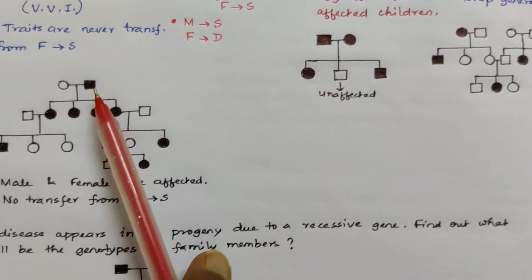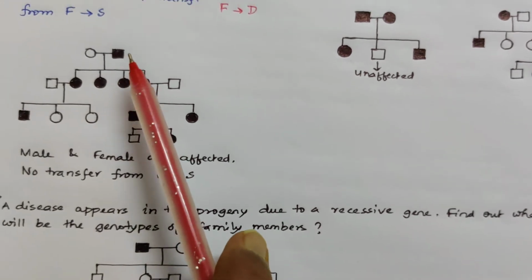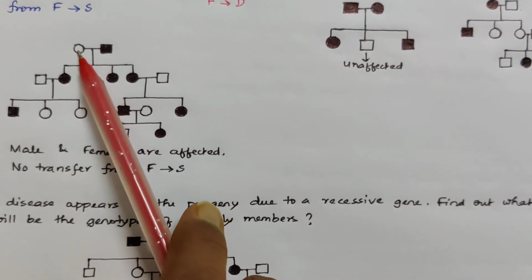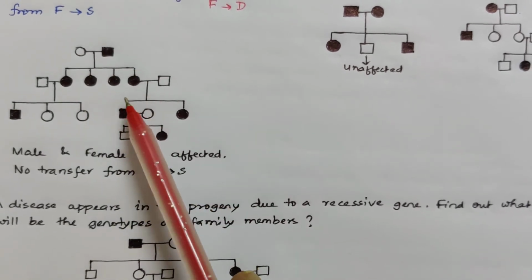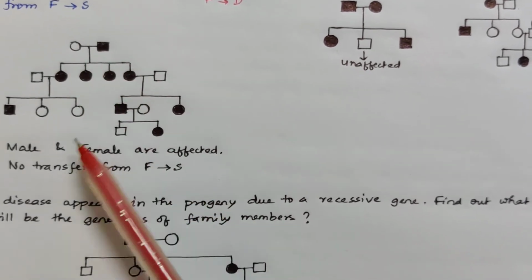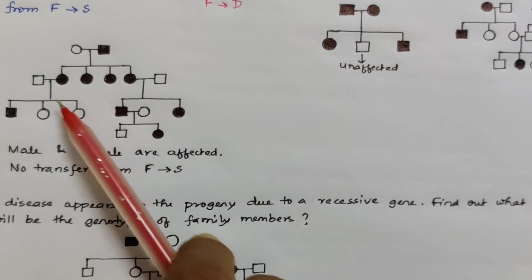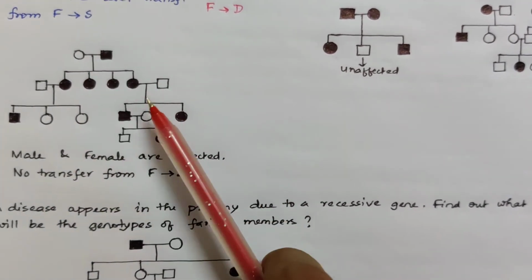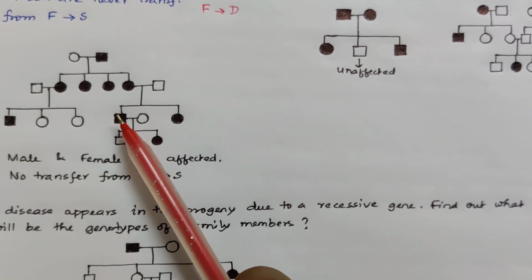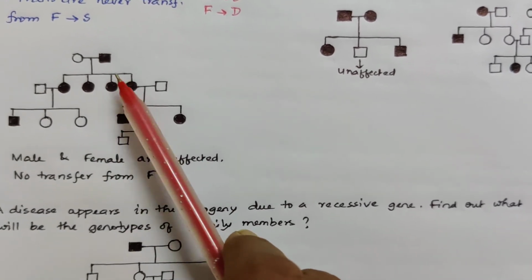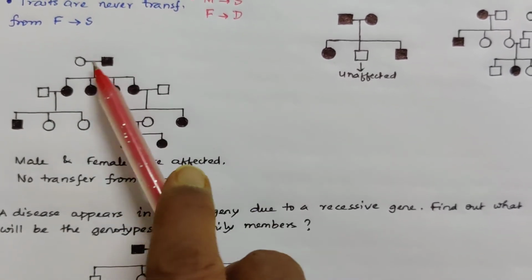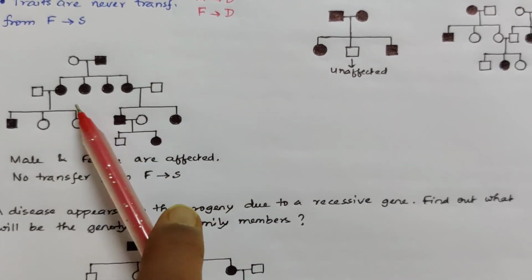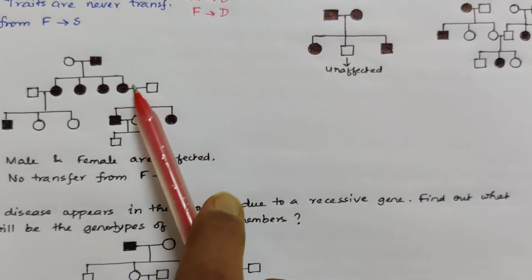Now this one is an odd pedigree. Just look over here. Here you won't find any such thing, meaning male and female are all affected and there is no transfer from father to son. So what is the uniqueness about this pedigree? The uniqueness you can find over here, look over here.